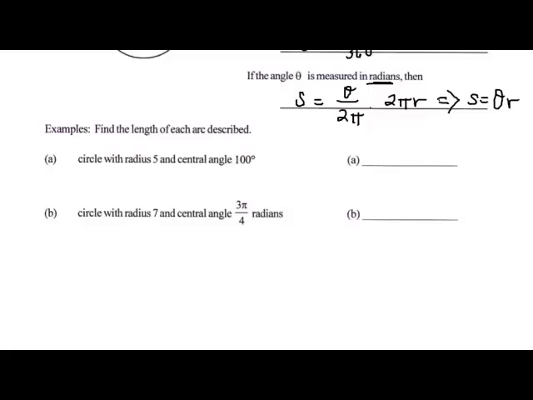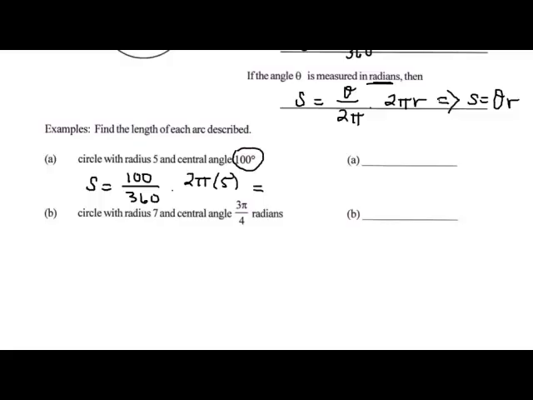So for example A, we're finding the length of each arc described. So we have a circle with a radius of 5 and a central angle of 100. Notice we're in degrees, so we're going to use our first formula with degrees. So S equals theta, or the angle that we're working with, is 100. So 100 divided by 360 times 2 times pi times the radius is 5.